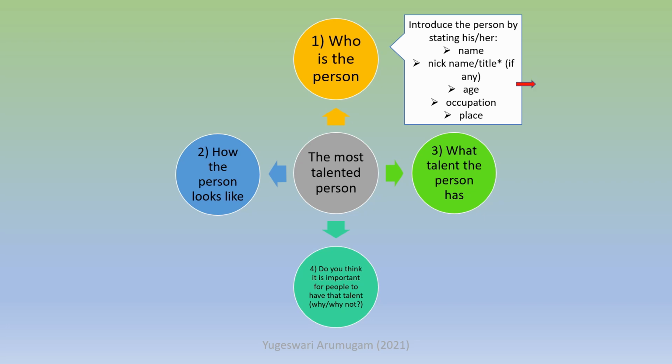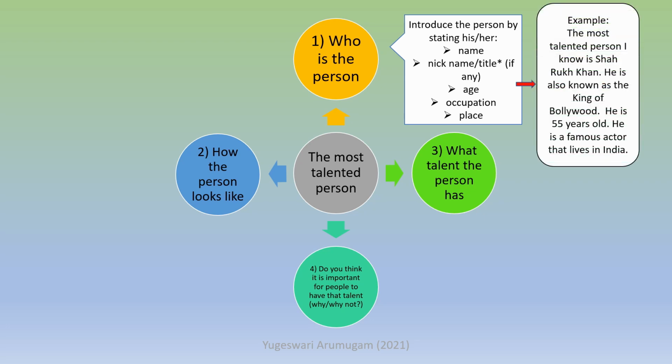As an example, the most talented person I know is Shah Rukh Khan. He is also known as the King of Bollywood. He is 55 years old. He is a famous actor that lives in India.